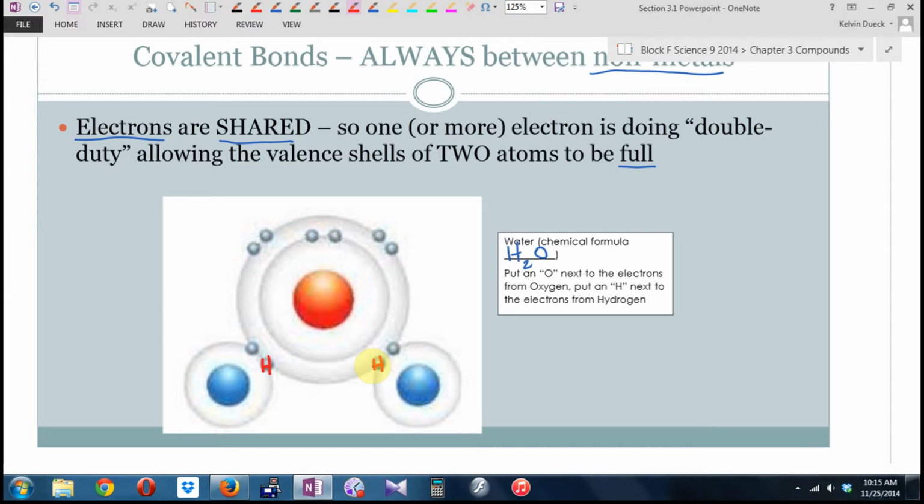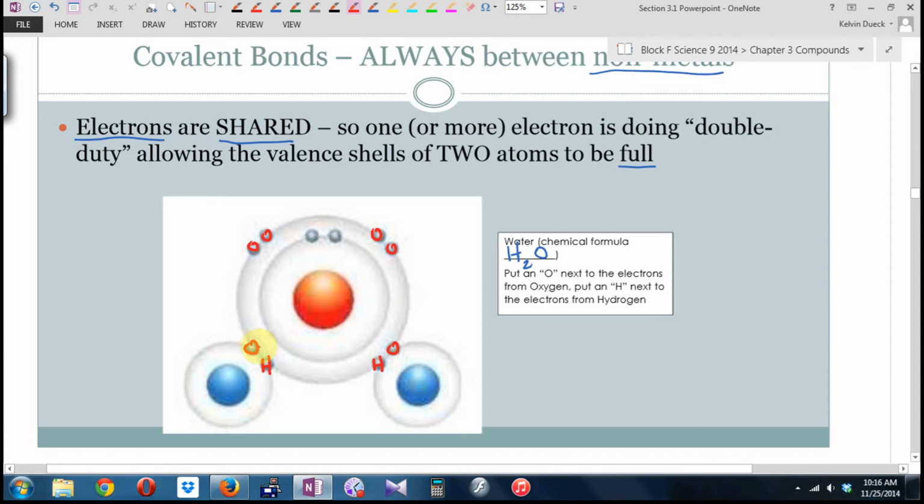How many electrons does oxygen have in its valence shell? Count from the left. 6, right? Total of 8, but I don't care about the inner shell. There are its 2 inner ones. Those are locked inside, can't be accessed, so I'm not going to worry about that. Can you see 1, 2, 3, 4, 5, 6? Let's put an O on each of those.